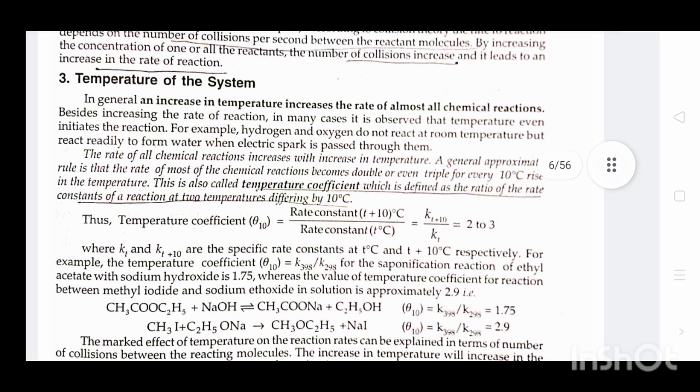Temperature. The rate of reaction depends upon the temperature of the system. In general, an increase in temperature increases the rate of almost all chemical reactions.